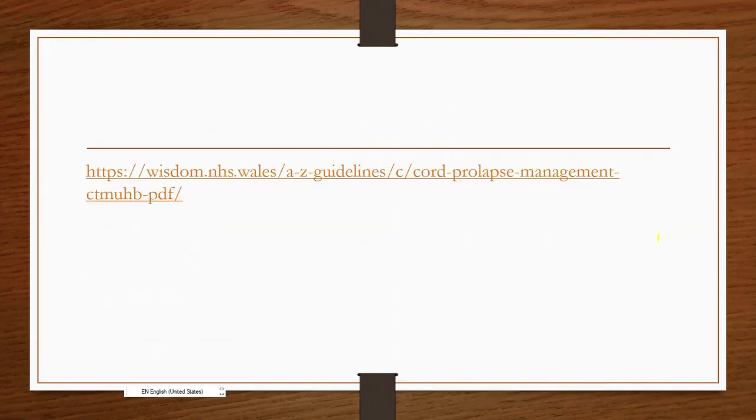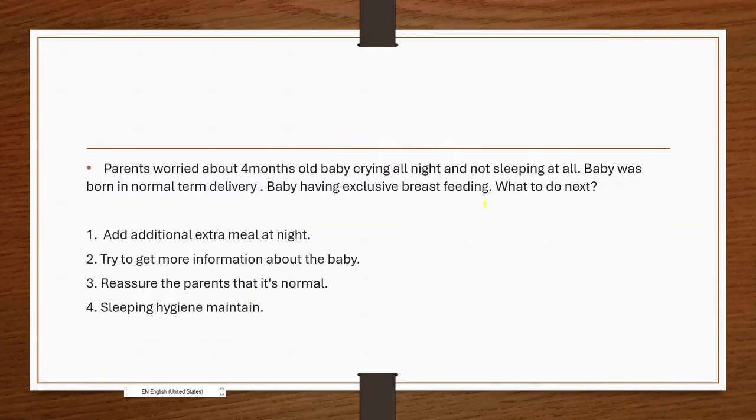All right. Next one. Parents worried about a 4 months old baby crying all night and not sleeping at all. Baby was born in normal term delivery. Baby having exclusive breastfeeding. What to do next? 1. Add additional extra meal at night. 2. Try to get more information about the baby. 3. Reassure the parents that it's normal. Sleep hygiene maintained.